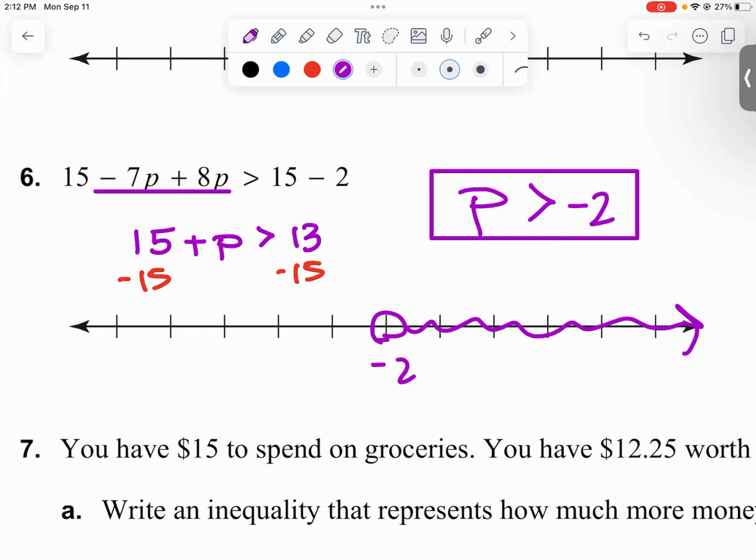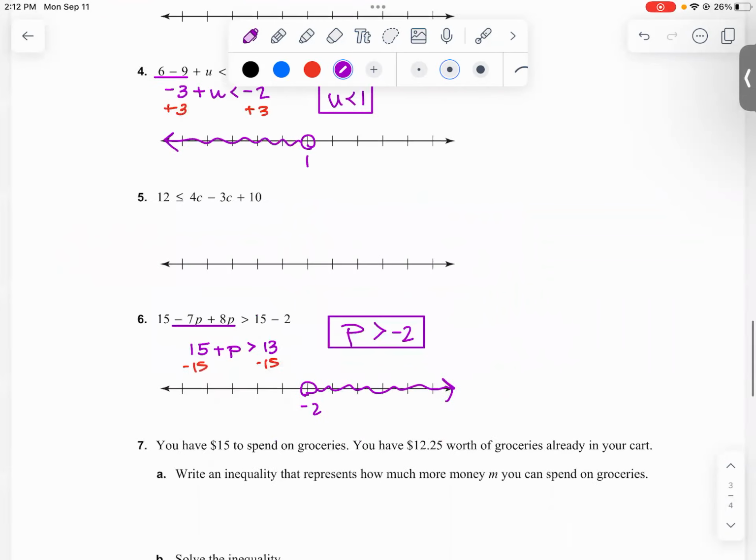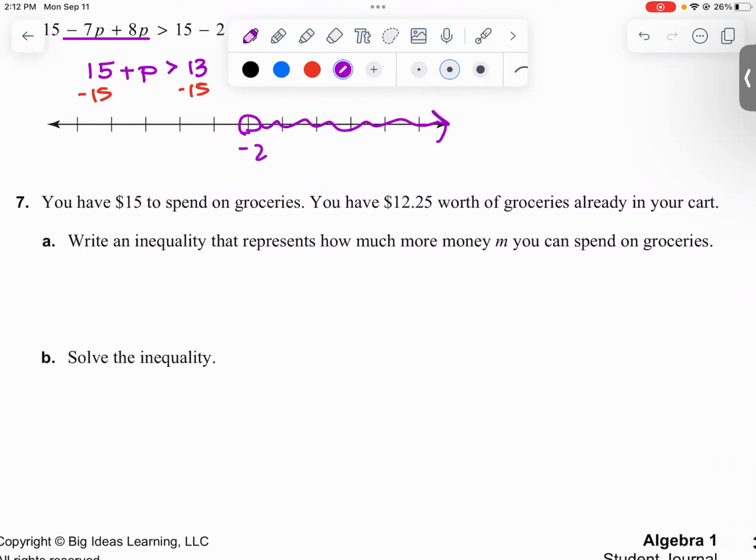All right. We're going to read through number 7. This is an old problem. You have $15 to spend on groceries. That's a lot. You have $12.25 worth of groceries already in your cart. Write an inequality that represents how much more money M you can spend on groceries.